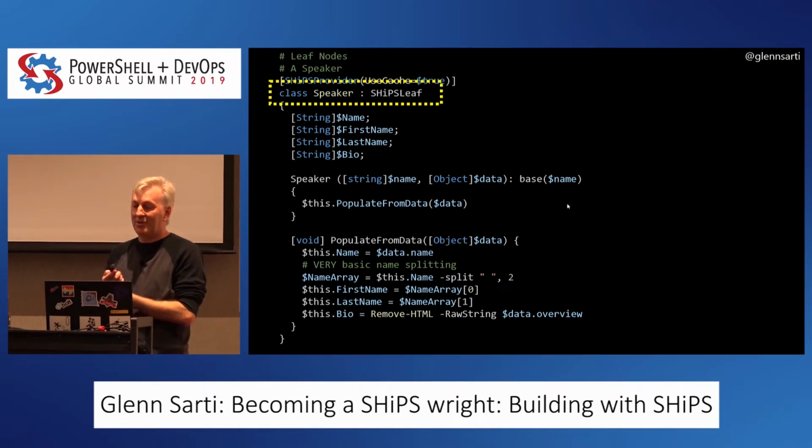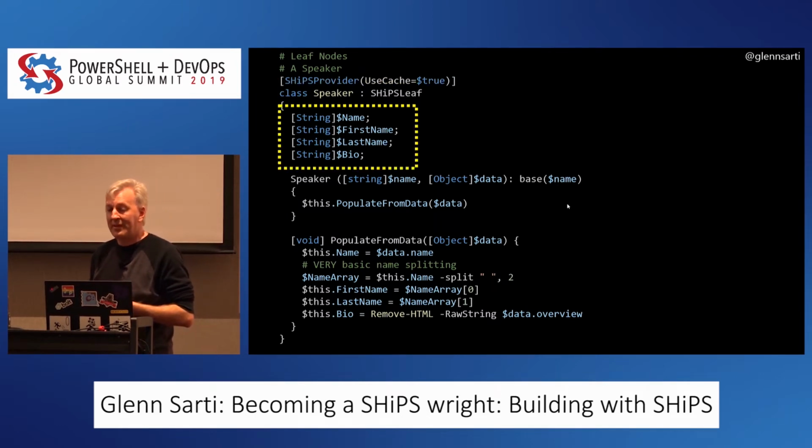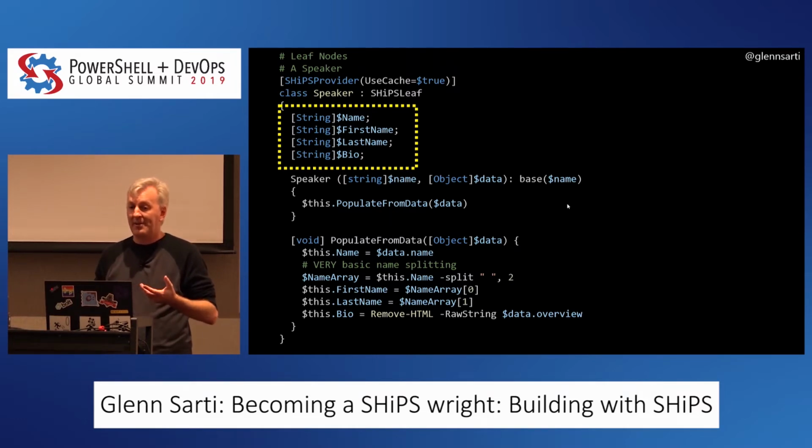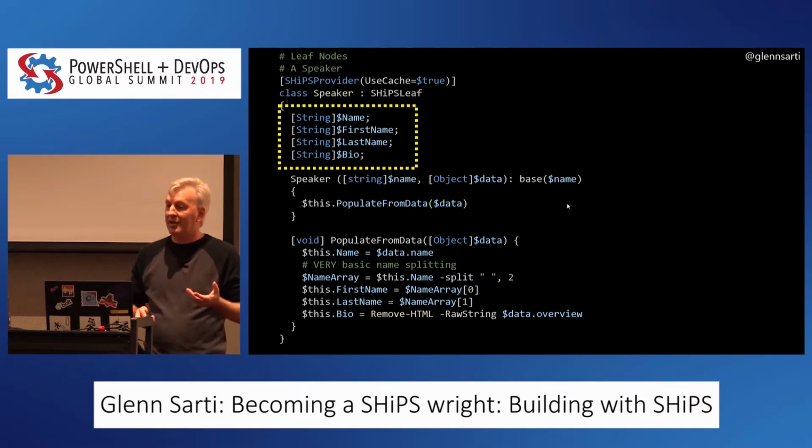So now we can create the speaker object. Note this is a SHiPS leaf, not a SHiPS directory, because it doesn't have child objects. Next, we define the public properties of this object. So a speaker has a name, a first name and a last name, and a bio. Now, when we call Get-ChildItem, these properties will appear in the list, not just the name, which is the default.